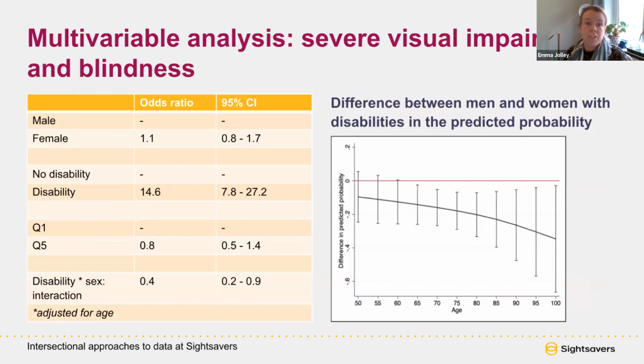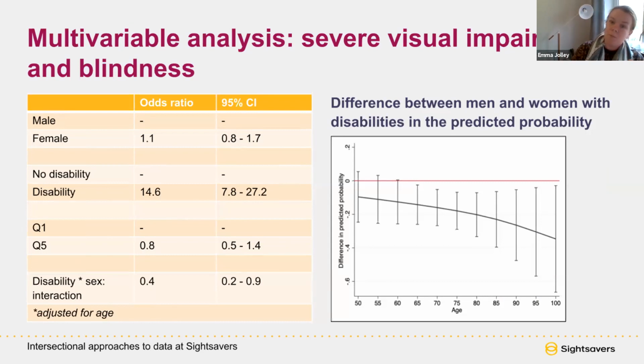So we built on those crude analyses by developing a number of multivariable models to help us explore the relationship between different types of characteristics that we were interested in. And in this case, with the binary outcome variable, of course, we used a logistic regression model to explore those associations. Now here I'm just showing the results of one model that showed how we explored sex, disability and wealth combined. And I should stress that visual impairment is very highly correlated with age, and so all these results are adjusted for age already.